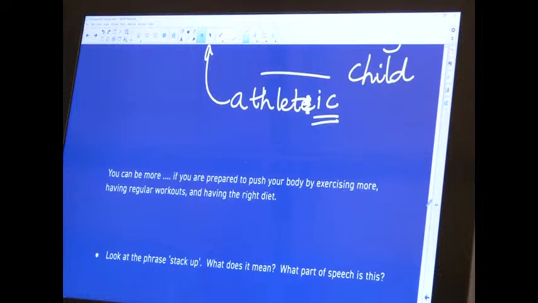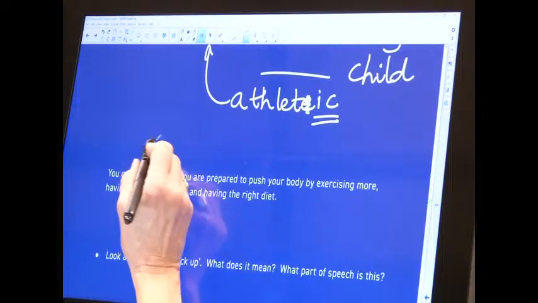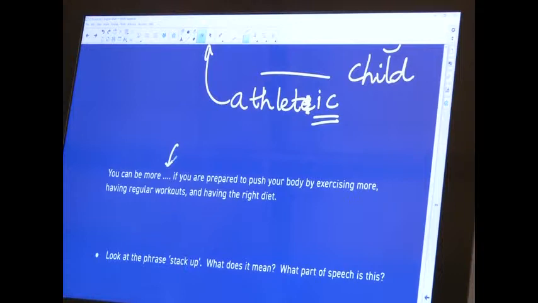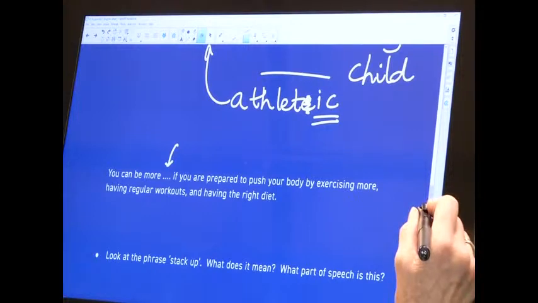This is another way that you can be asked the adjective in an exam. So they say, here is the word athlete. Insert that in the correct form into the sentence below. And then you would say athletic. So different ways of asking it. Now we're looking at stack up.